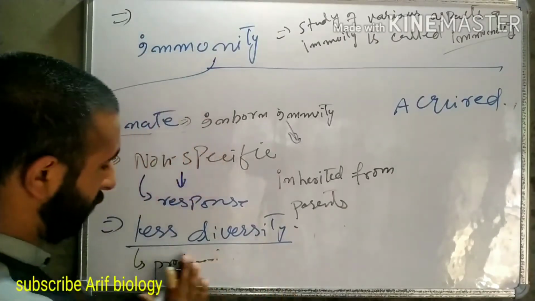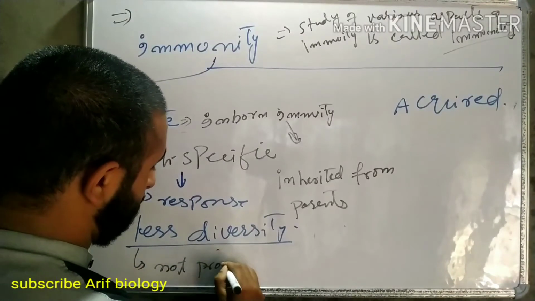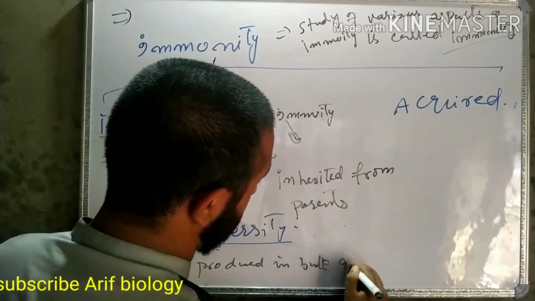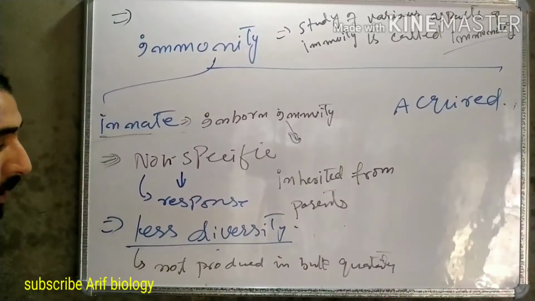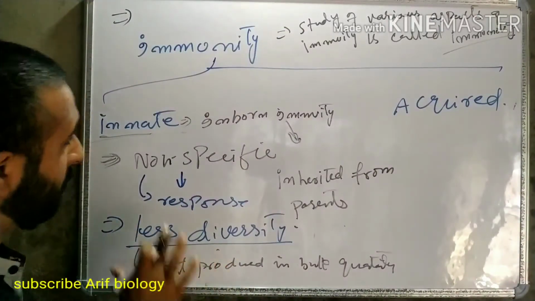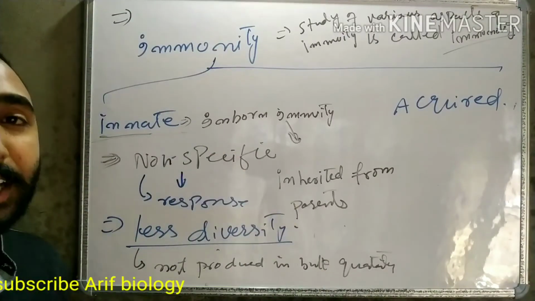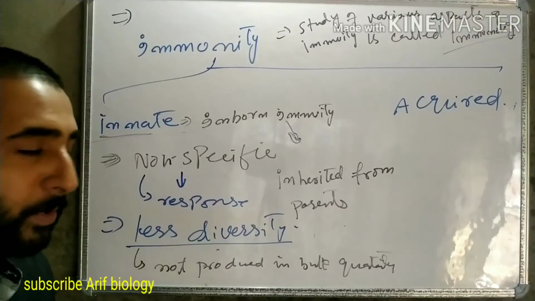And we can also say these are not produced in bulk quantity. They are not produced in that much quantity. That's why it's called innate type of immunity. What's innate immunity? It's inborn. That means that an organism inherits this type of immunity from its parents.